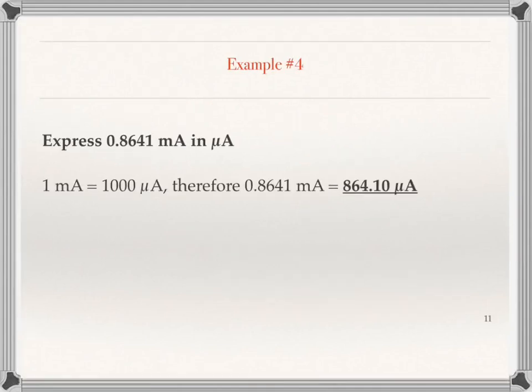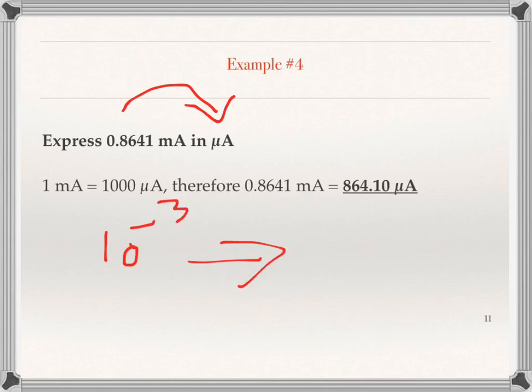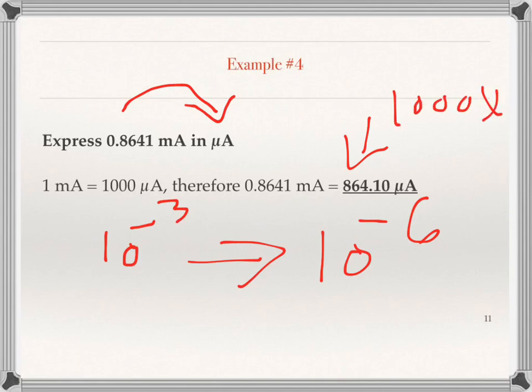Okay, so now we're going to go the other way. We're going to go from a larger unit to a smaller unit, which in this case is milli. So milli is 10 to the minus 3, to micro, which is 10 to the minus 6. So because a microampere is 1,000 times smaller than a milliamp, then we have to make this 1,000 times larger, which means move the decimal place 3 places to the right.